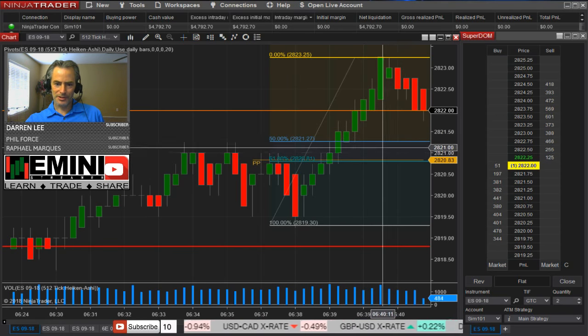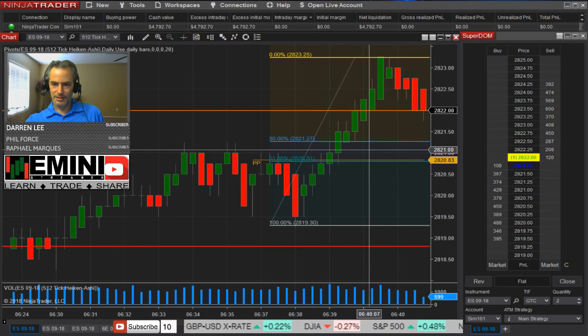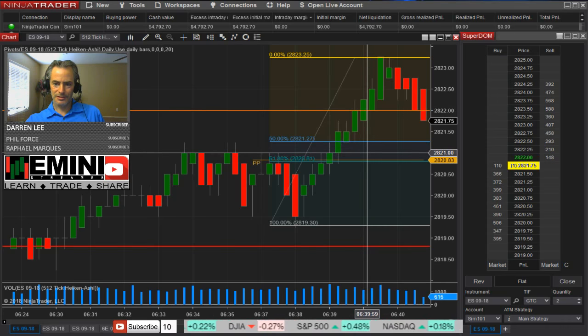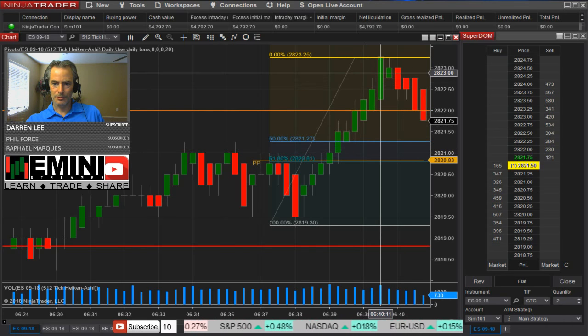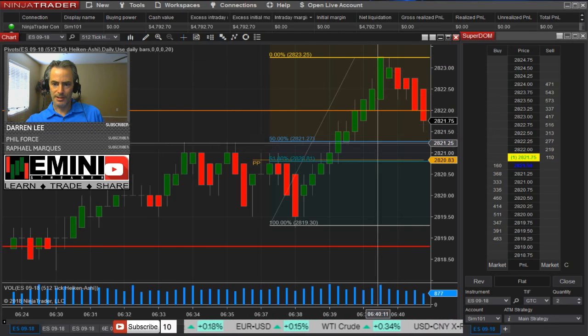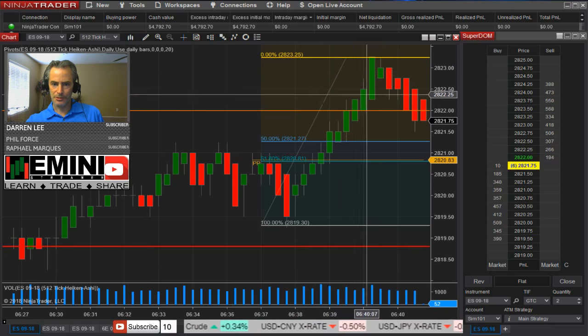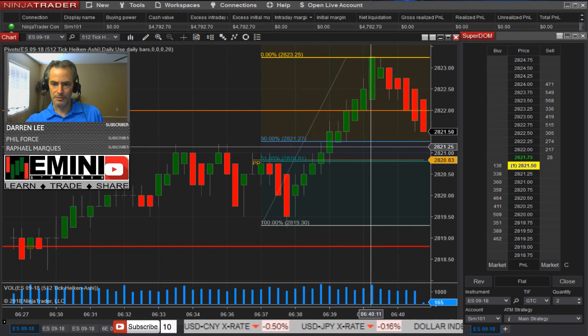so our entry area would be right in this 50% for the long. It's a little tight for our strategy. Want a little bit more risk to reward on that. Only looking at about a 2-point gain on that. Our first target would be the 0% at the 23 and a quarter.